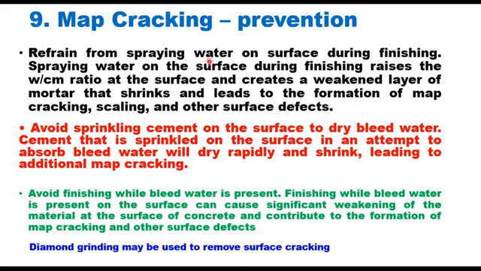Number one, refrain from spraying water on the surface during finishing. Spraying water on the surface during finishing raises the water cement ratio of the surface and creates a weak layer of mortar that shrinks and leads to the formation of map cracking. Number two, avoid sprinkling cement on the surface to dry bleed water. Cement that is sprinkled on the surface in an attempt to absorb bleed water will dry rapidly and shrink, leading to additional map cracking. And the third is avoid finishing while bleed water is present.